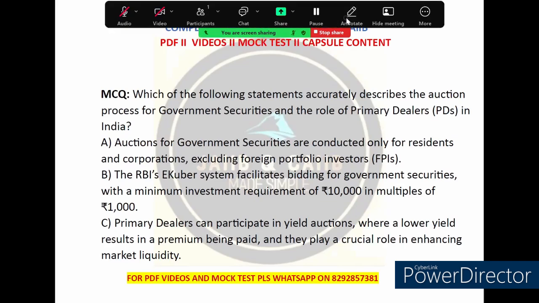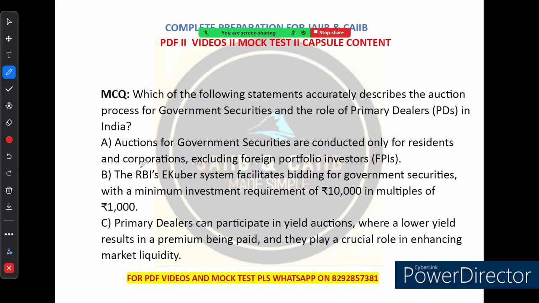First option says that the auctions for government security are conducted only for resident and corporation, excluding FPI. This is wrong, right? It is conducted for all. It includes resident, non-resident, corporation, FPI and central bank.